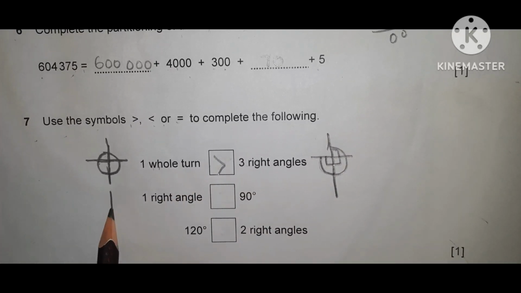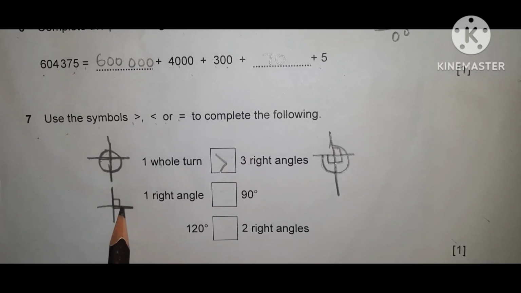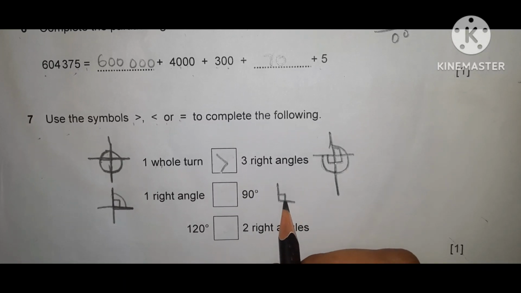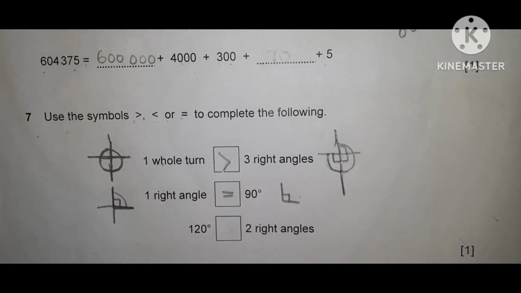Next, 1 right angle, which is this. Or I can say this. And 90 degrees is this. If you can see, both of them are the same. So we'll put equal to sign.